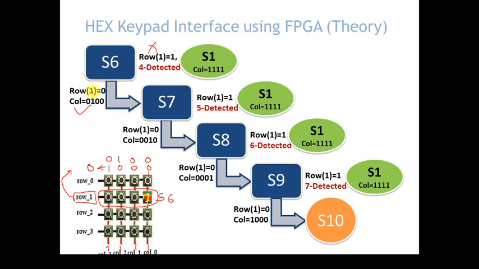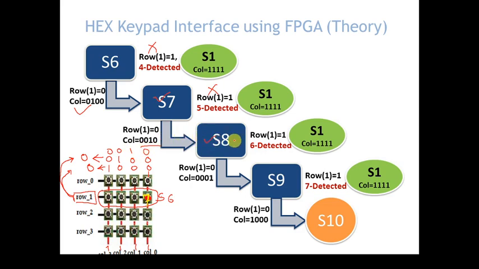Now if row of 1 is 0, then we have to make the column value 0, 1, 0, 0 and go to the S7 state. Now we are in the S7 state, and we have to check again if row of 1 is 1. Again the 7th key is pressed, so the logic here is 0. So here also the row of 1 value is 0, so this condition is also false. Row of 1 is not 1, so we force the column value 0, 0, 1, 0 and then go to the S8 state.